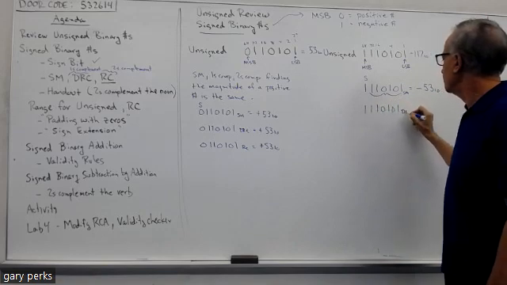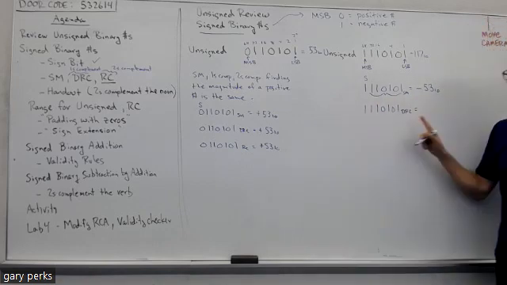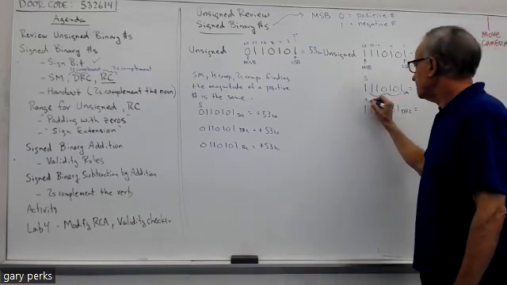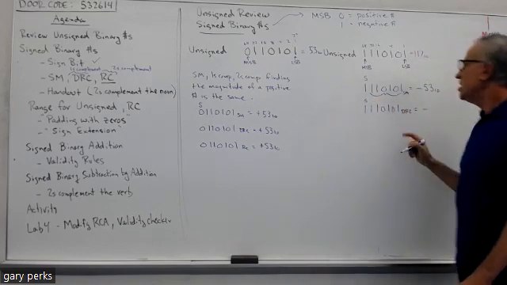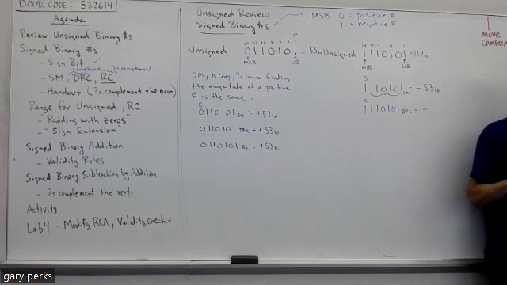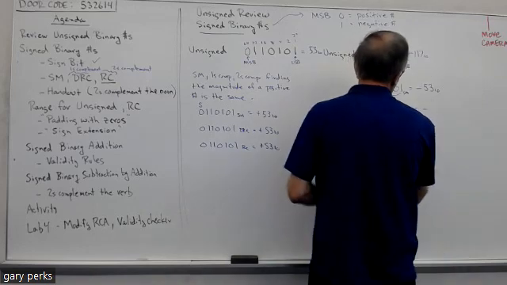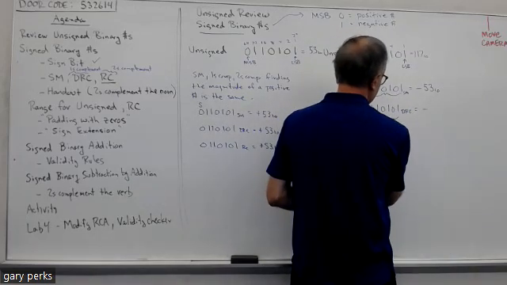a 1's complement, okay, DRC 1's complement, same thing. Well, the sign bit still tells me it's negative. But now to get the magnitude of a 1's complement signed binary number that's negative, you flip the bits.